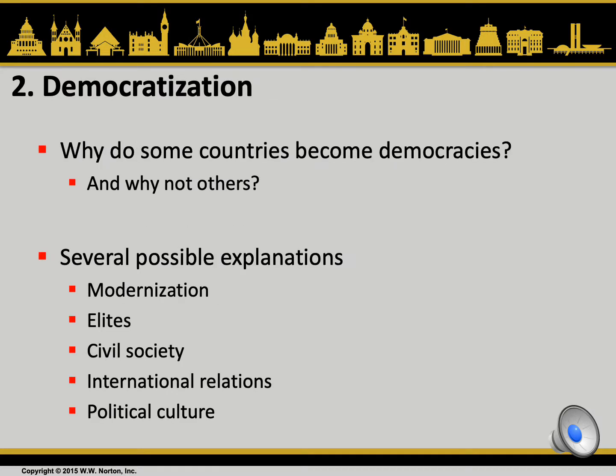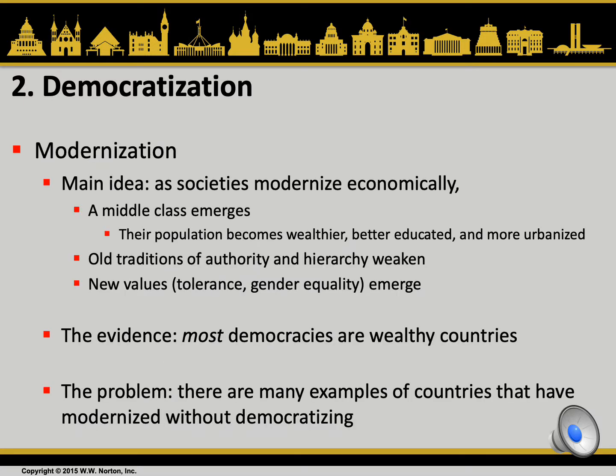Obviously, democracy is not globally universal, and so it's a fair question: why do some countries become democracies and others not? There are several possible explanations that we'll step through here now. Modernization can help us explain, in part, how democratization happens based on economics and wealth and a population that becomes better educated, more urbanized, more connected. Traditions of authority and hierarchy weaken, and new values of tolerance and gender emerge.